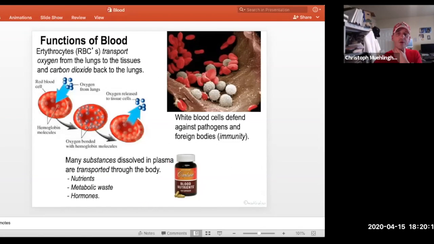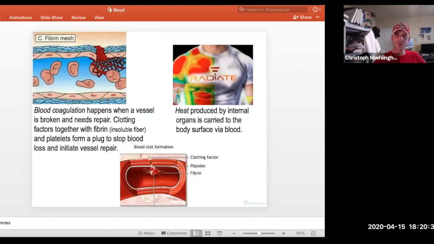And then here we got what red blood cells do. They mainly transport the oxygen. And then the white blood cells defend us against immunity. And then in plasma, in the liquid portion of blood, we do a lot of carrying around of stuff, nutrients and metabolic waste and hormones. And then we have that platelet.